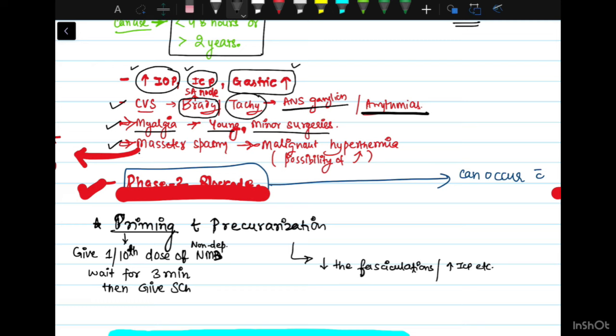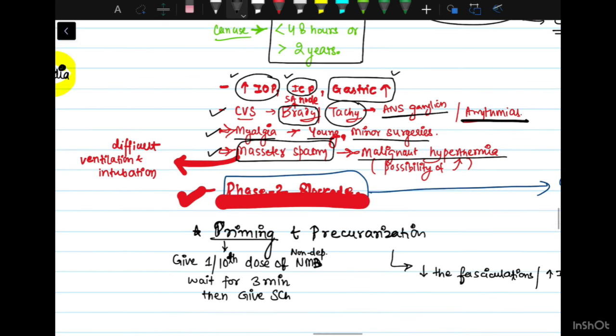Then a very important side effect is masseter spasm, which may point towards the possibility of malignant hyperthermia. Now this malignant masseter spasm, this is the face and these are the masseter muscles. If they get into spasm, your mouth opening will be restricted. It is actually a completely blocked mouth. So for your ventilation and even laryngoscopy, you can't open the mouth.